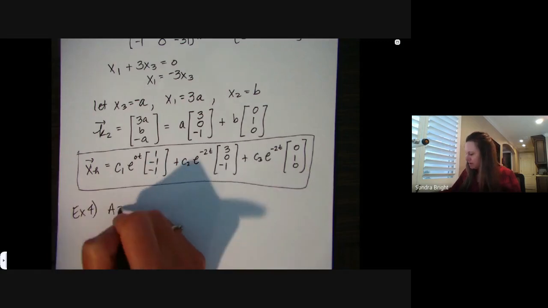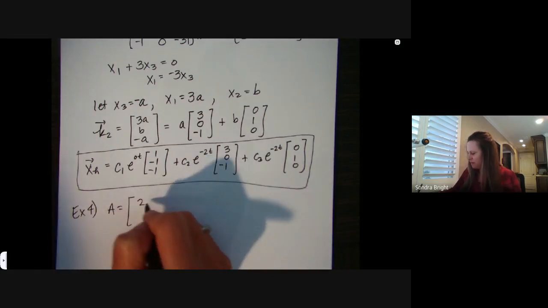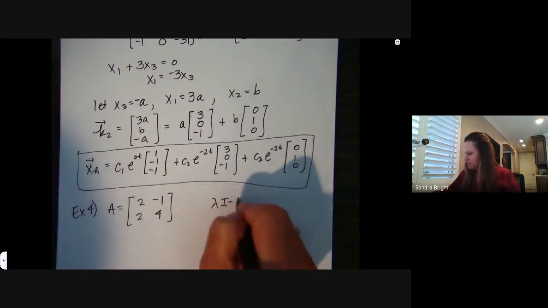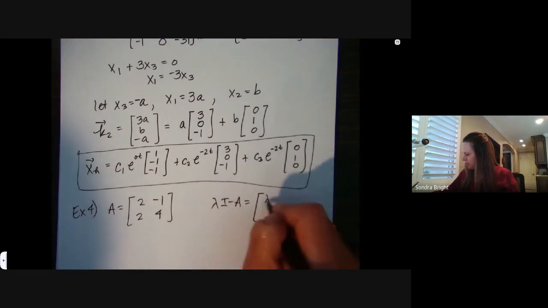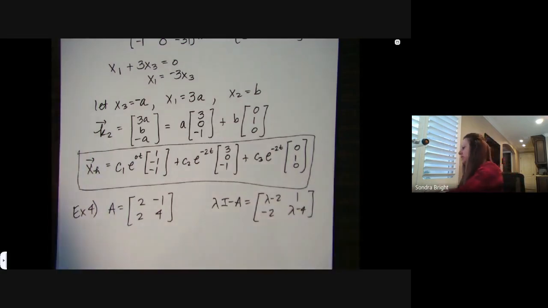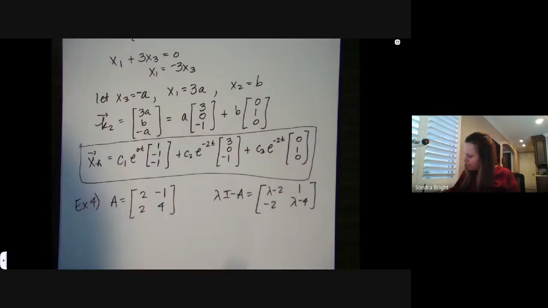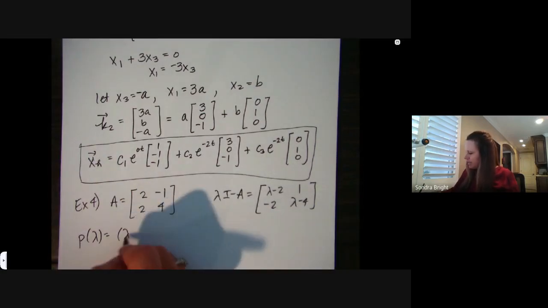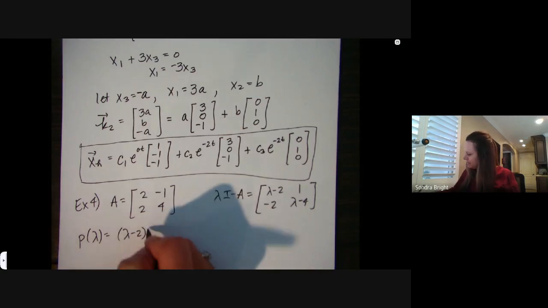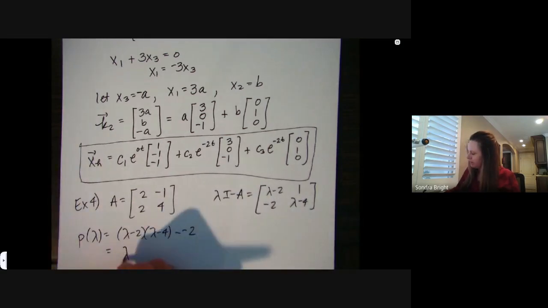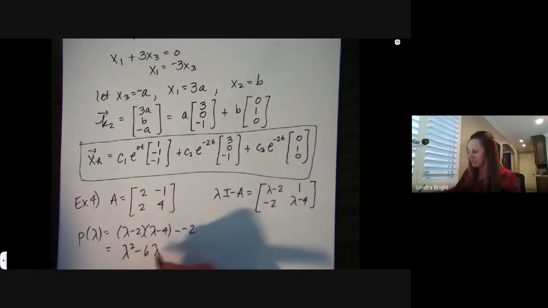How about if A is 2, negative 1, 2, and 4? All right. Lambda I minus A would be lambda minus 2, positive 1, negative 2, lambda minus 4. Your characteristic polynomial would be the determinant of this guy. So lambda minus 2 times lambda minus 4 minus a negative 2. Well, that's lambda squared minus 6 lambda plus 8 plus 2, so plus 10.